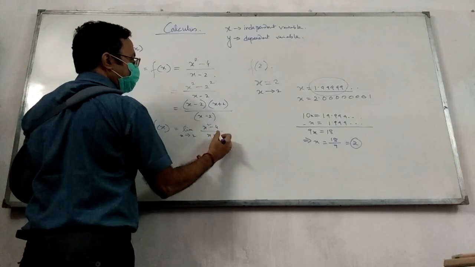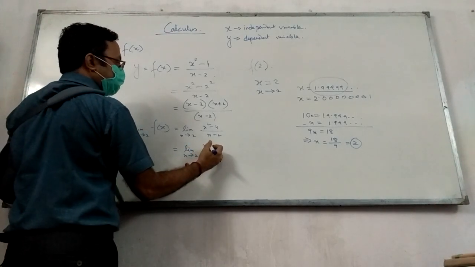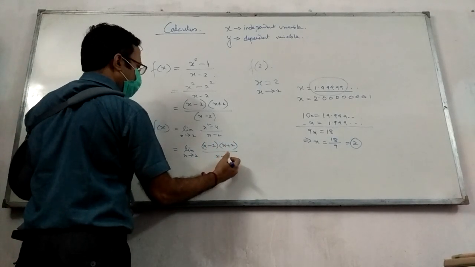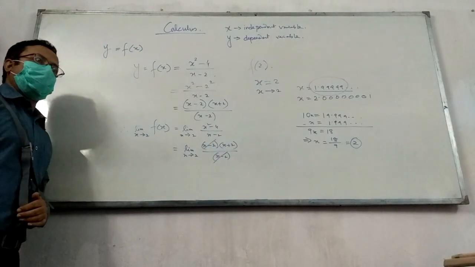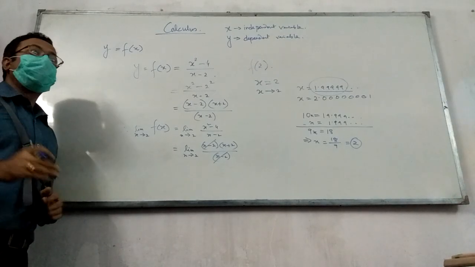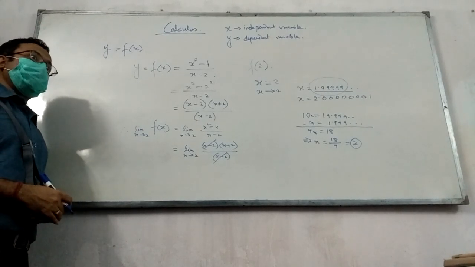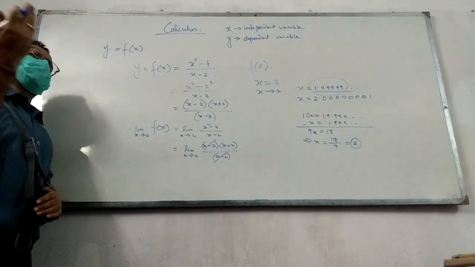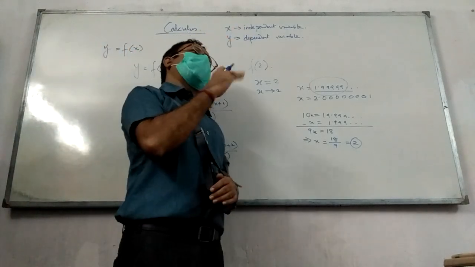The limit of x approaching 2 of f of x is equal to the limit of x approaching 2 of x square minus 4 by x minus 2, which is equal to the limit of x approaching 2 of x minus 2 into x plus 2 by x minus 2. Now you can very well cancel them out. Why? Because they are not equal to 0. Then there is no problem for me. You can put any value of x, as long as I don't get 0 in the denominator, I don't have any problem.